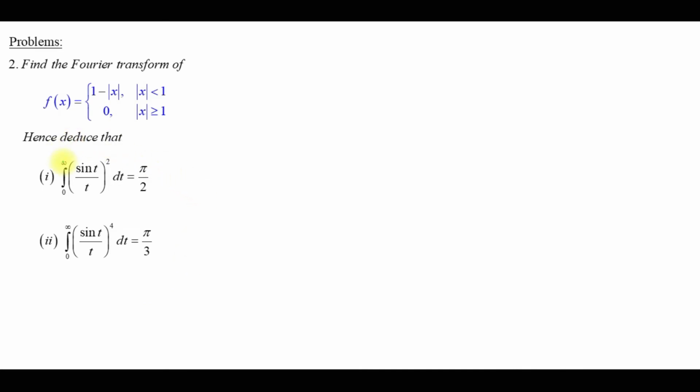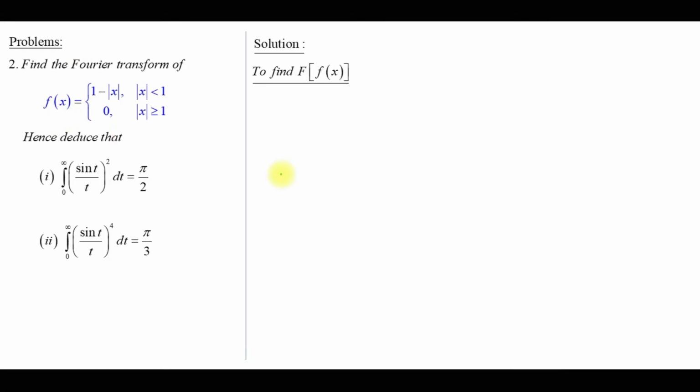So for the deduction, we have to apply either the inversion formula or Parseval's identity. If the expression is similar to Fourier transform of f of x, then we have to apply the inversion formula. If it is similar to Fourier transform of f of x the whole square, then we have to apply Parseval's identity. First, we need to find the Fourier transform of f of x.